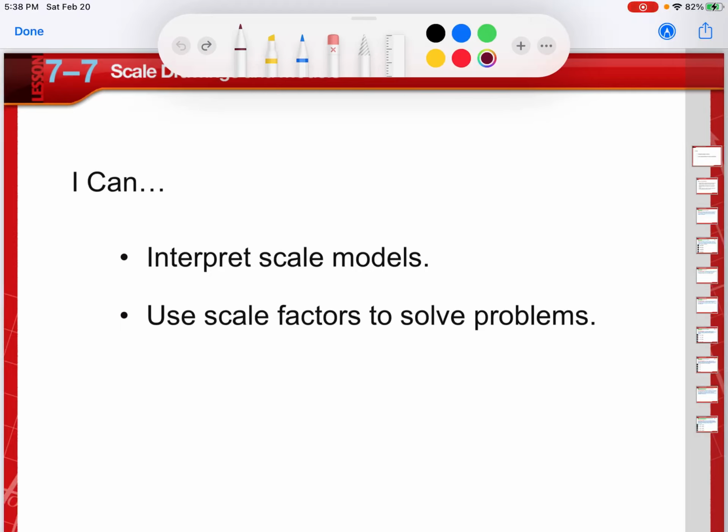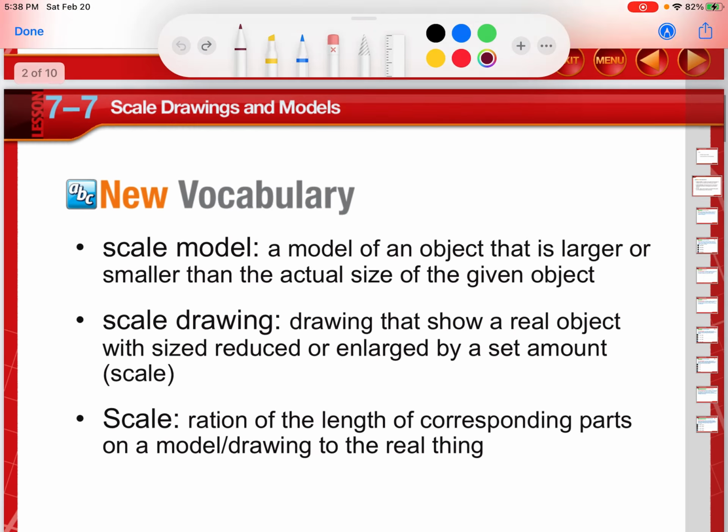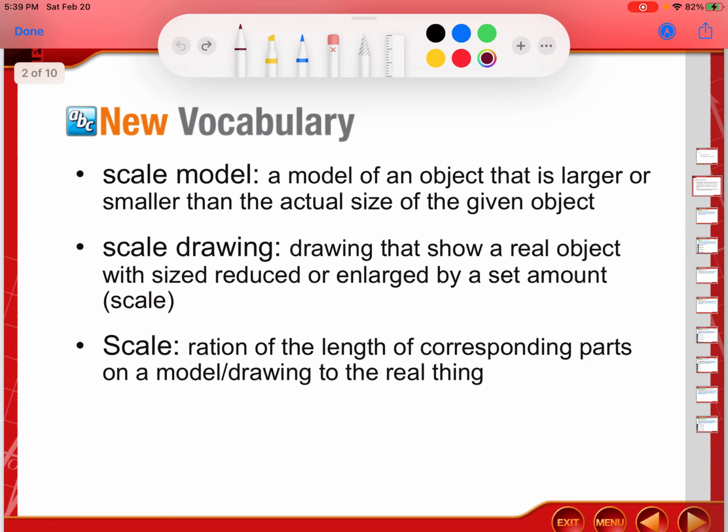Alright, so today we are talking about scale drawings and models. Our I can statements for the day are: I can interpret scale models and I can use scale factors to solve problems. So we've already talked about scale a little bit and how it is a way to show something that is really, really big or really, really small in a manageable way.